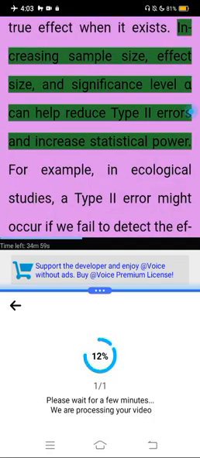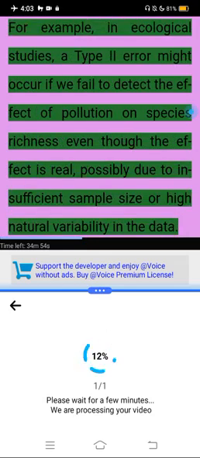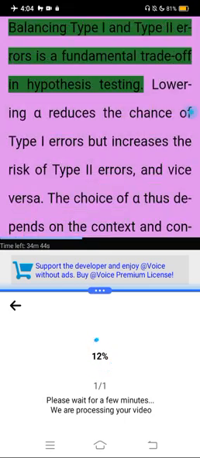Increasing sample size, effect size, and significance level alpha can help reduce type 2 errors and increase statistical power. For example, in ecological studies, a type 2 error might occur if we fail to detect the effect of pollution on species richness even though the effect is real, possibly due to insufficient sample size or high natural variability in the data. Balancing type 1 and type 2 errors is a fundamental trade-off in hypothesis testing.